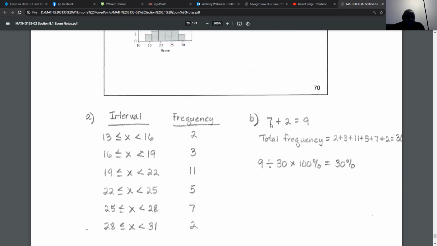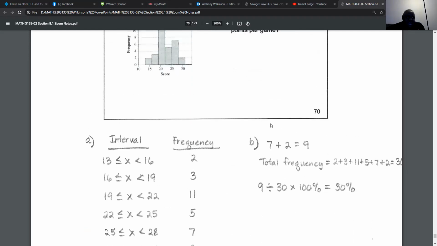On the left side, you'll see the interval. Now I kind of had to guesstimate on this one right here because this looks less than 15. So here between 10 and 15, that's about 13 up to 16. So that's my interval. X is greater than or equal to 13, but less than 16. And the height of that frequency, that bar for that frequency, for the histogram you see here is 2.